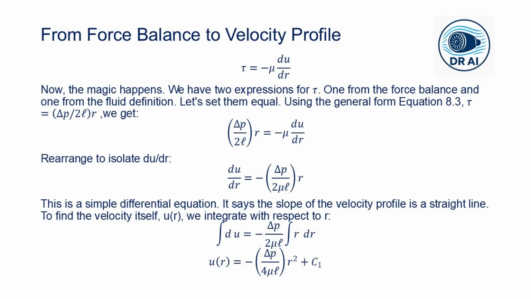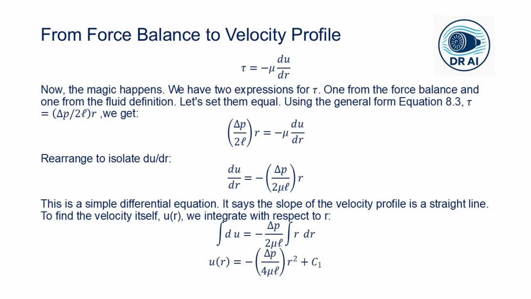Now, the magic happens. We have two expressions for tau, one from the force balance and one from the fluid definition. Let us set them equal using the previously derived equation: tau is equal to delta p over 2L multiplied by the radius r. So, rearranging it to isolate the du by dr term, we can write the subsequent equation as shown over here. So this is a simple differential equation. It says that the slope of the velocity profile is a straight line.